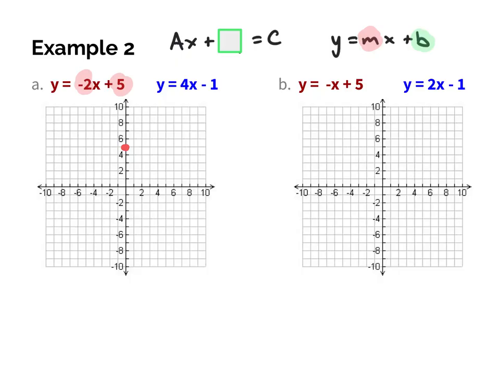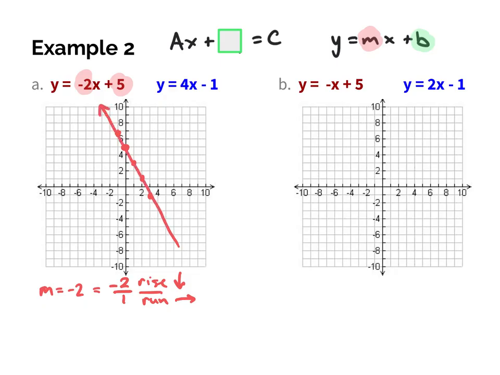Now the -2, if you remember, my slope being -2 means it's -2 over 1. The -2 represents my rise and the 1 represents the run. So this line would go down 2 and right 1. So from 5, I would go down 2 and right 1. And I'm going to plot a bunch of points there and then draw my line.